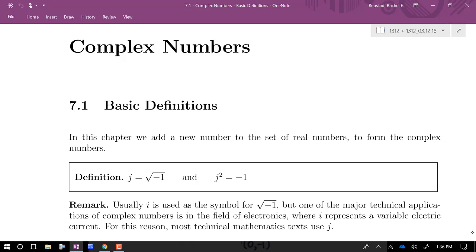So all we do is we take our set of real numbers, like the real number line that we know and love, and we're going to add something to it. Now, the number itself is not real.